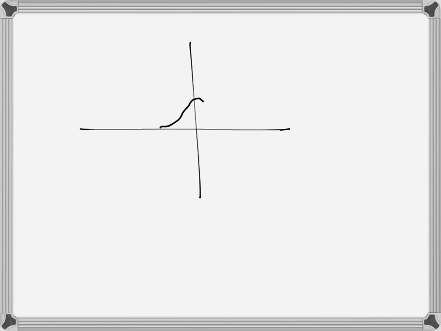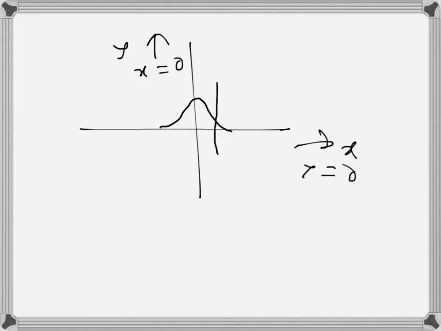That will look like something like this, and this one is the y-axis, so x is equal to 0. This is the x-axis, y is equal to 0, and then x is equal to 1, which will be here. So this enclosed area is revolved around the y-axis, and we need to find the volume that is generated using the cylindrical shell method.